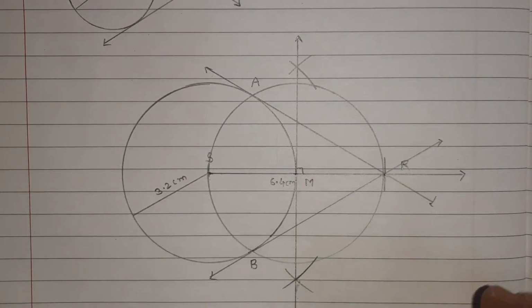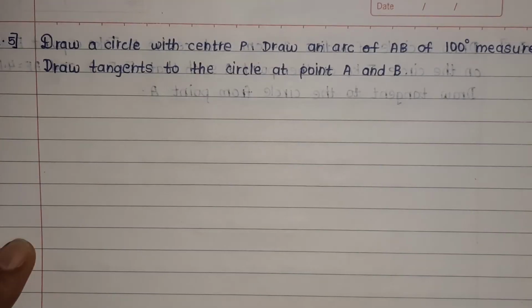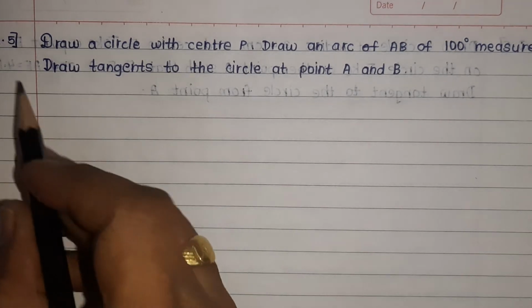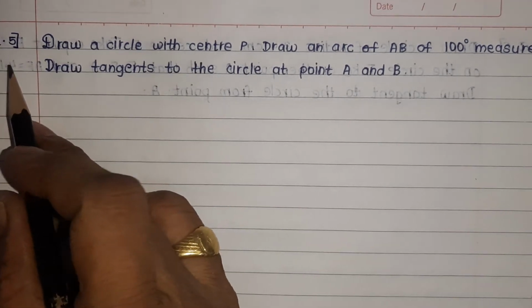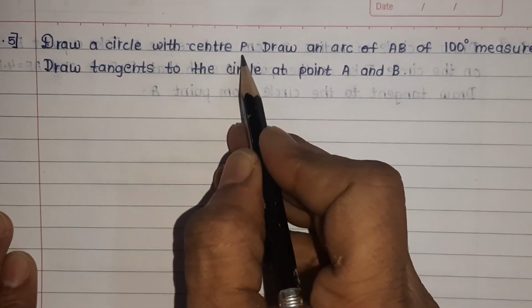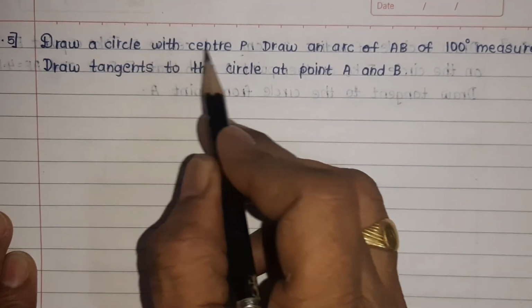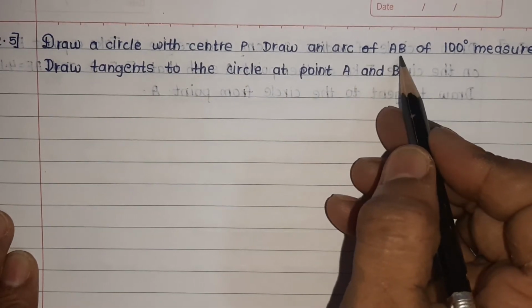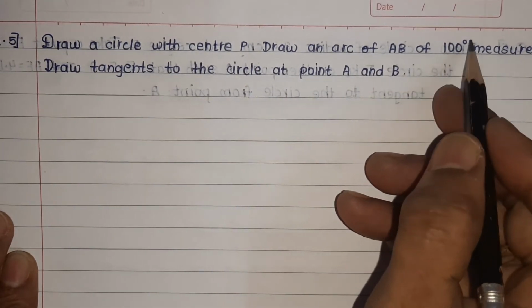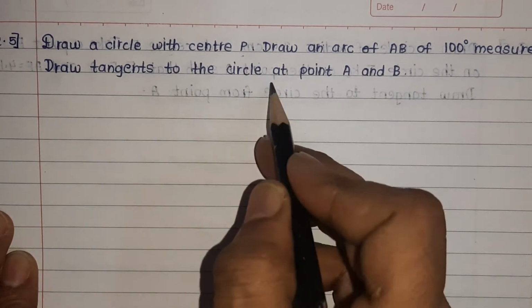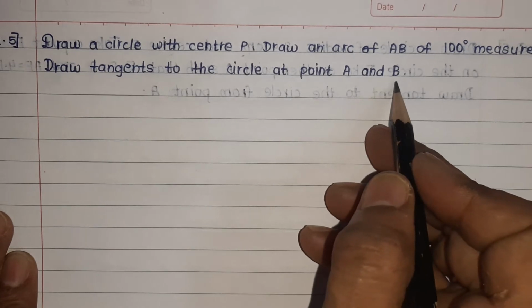Now we have to start with the next sum, that is question number 5. Draw a circle with center P. Draw an arc AB of 100-degree measure. Draw tangents to the circle at points A and B.